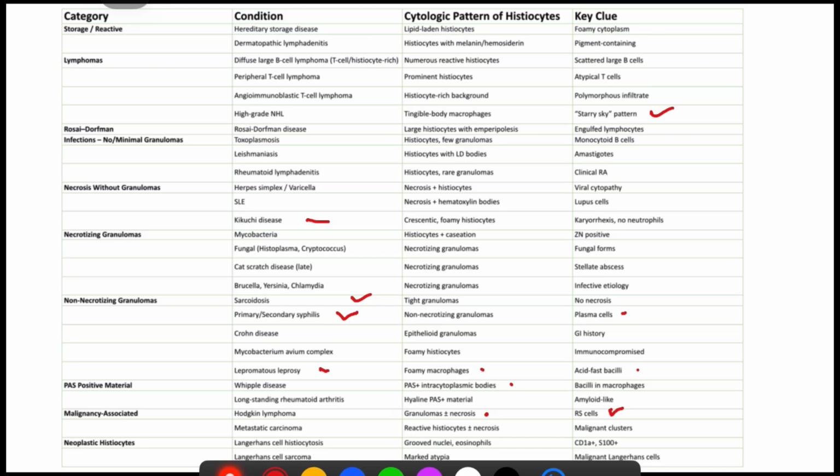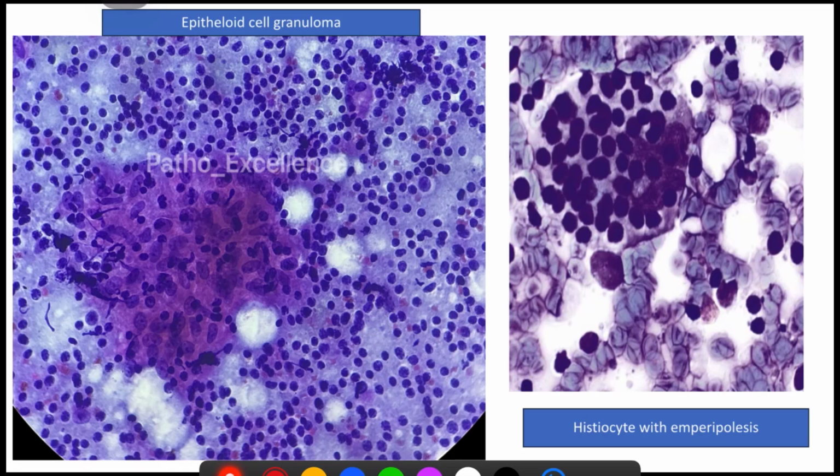And yes, Rosai-Dorfman disease, which has a large histiocyte that engulfs intact lymphocytes, which is called emperipolesis. So here you can see this is emperipolesis. This is the actual nucleus of this histiocyte, and these are the engulfed lymphocytes in this cell. So this is emperipolesis in Rosai-Dorfman disease, and here these are the epithelioid cell granuloma, where you can identify the epithelioid cells, which have a slipper shape.